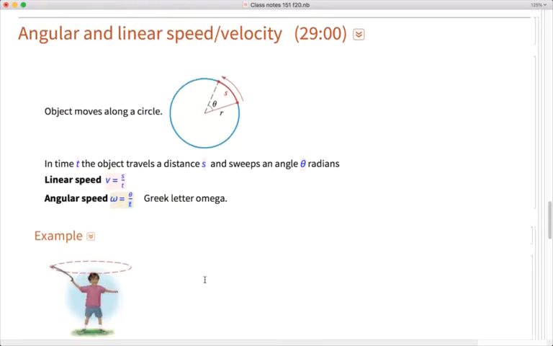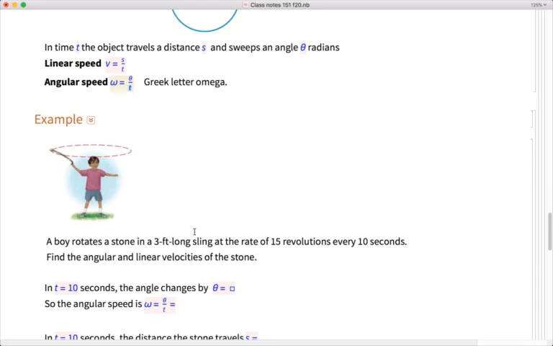Okay, so here's our little boy. He's spinning a sling around, a 3-foot long sling, at the rate of 15 revolutions every 10 seconds. So we're tracking the stone that's in this sling. It says that this sling is 3 feet long, but I think what it means is that it's 3 feet from the center of this circle out to the stone as it moves around. And now we're asked to find the angular and linear velocities of the stone.